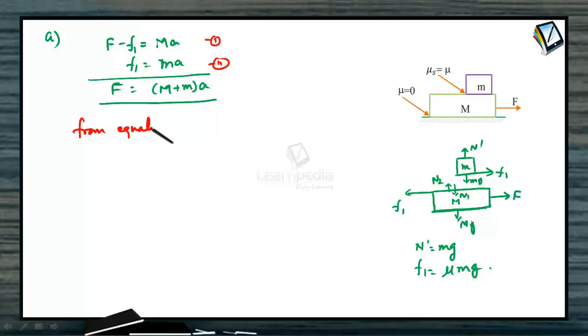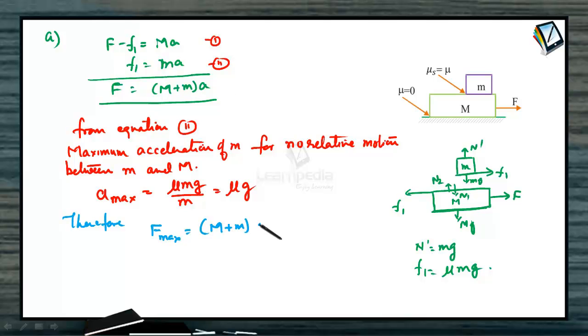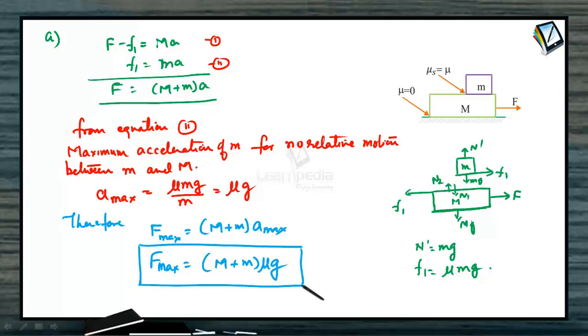From equation 2, the maximum acceleration of small m for no relative motion between small m and capital M, I'll call this a max. Friction force F1 is mu mg, divided by small m, so it can be written as mu g. Now this a max, if I substitute, I'll get the F maximum. Therefore, F maximum is equal to (capital M plus small m) into a max, or we can write F maximum is equal to (capital M plus small m) into mu into g. This is the maximum force in the first figure. Likewise, we'll calculate for the second figure as well as the third figure and so on.